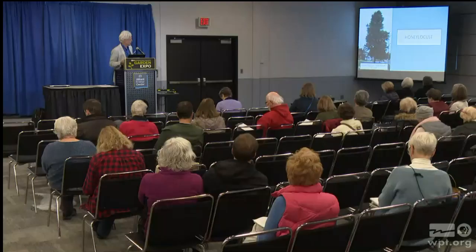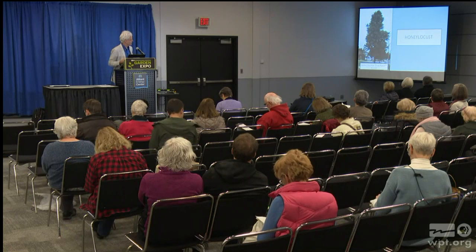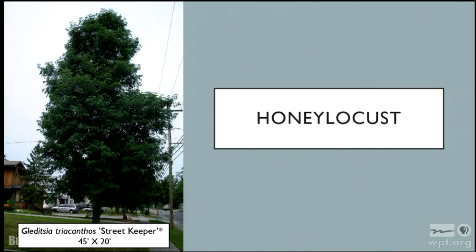Honey locust, another fairly tough plant. Again, we're looking at Street Keeper here. 20 foot is narrow for a honey locust. We planted a lot of Skyline and Shade Master when I was a kid. It's a great plant other than the fact that they have a really buttress root system where the roots come to the surface and they keep coming to the surface.